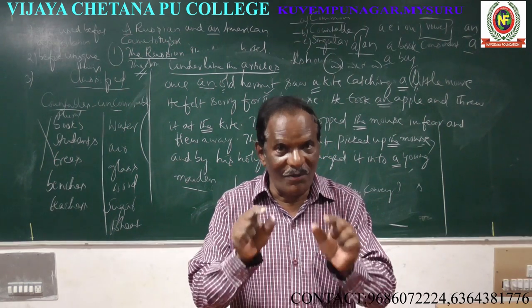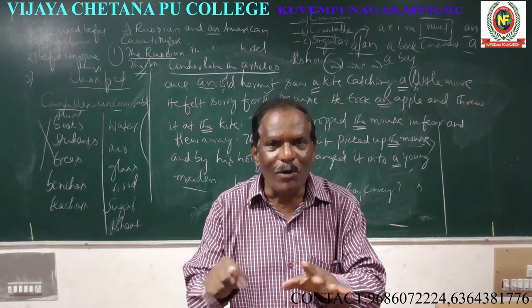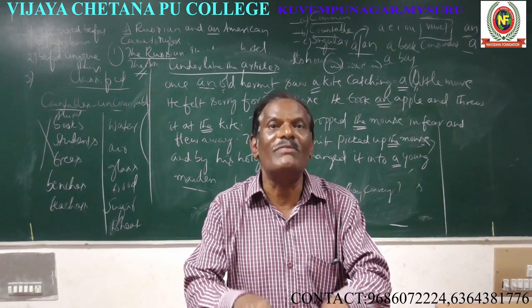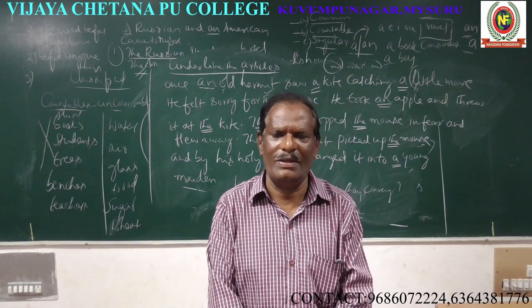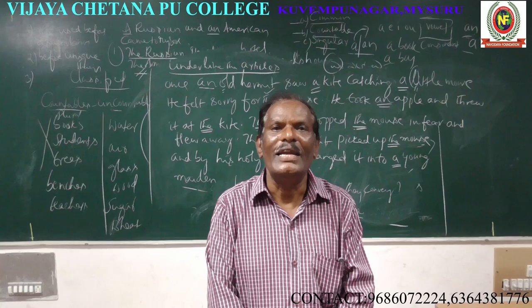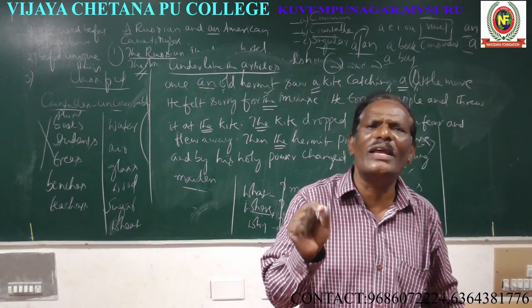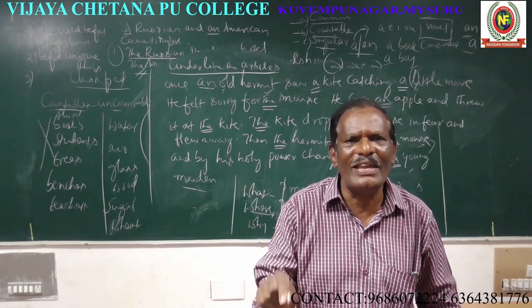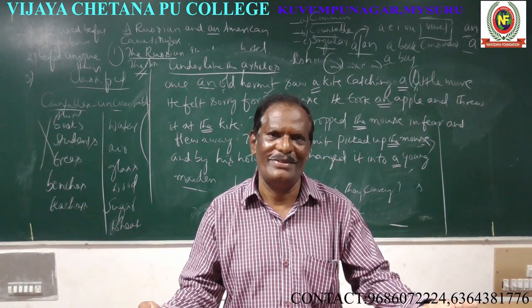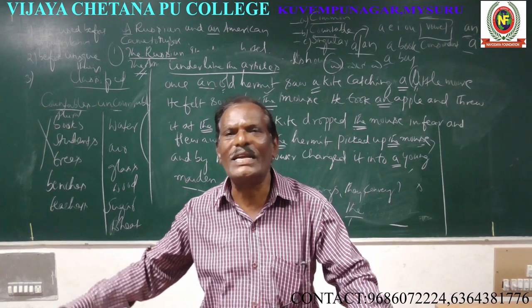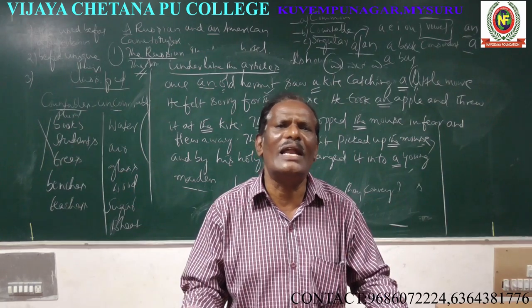And the third form of the verb is called past participle form. ING form is called present participle form. All these are some technical words you are familiar with, and you don't need to get frightened. It's all very simple. The easiest way of learning English grammar and English language is to use that language. No amount of memorization of rules and regulations will help you to learn the language.